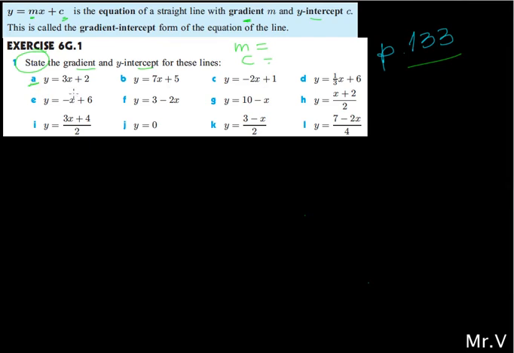So here it's extremely easy because I just have to identify the factor that's in front of x, that is 3, and it represents my gradient, so this is equal to 3. And the term that doesn't have x is the y-intercept. So here I found that my y-intercept is positive 2, or just 2. Very simple, you can find it in 2 seconds.